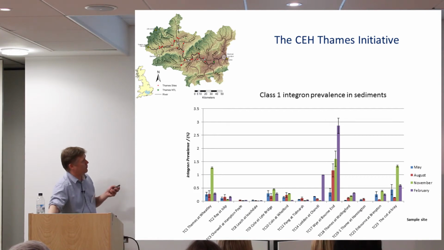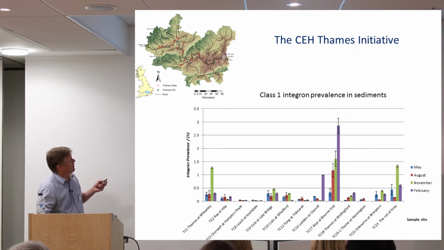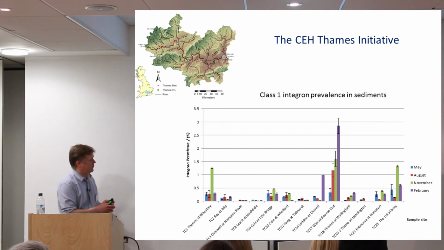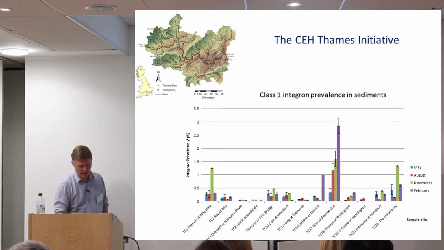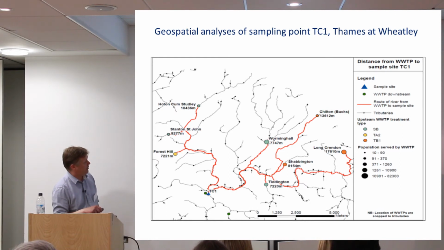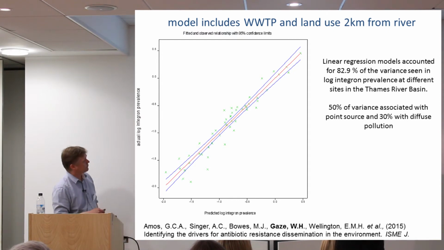This is work we did with CEH, still when I was at Warwick, with Liz Wellington, looking in the Thames catchment. So we looked at about 12 or 13 sites at 4 times in the year. This is the integron prevalence. It varies dramatically by about 2 to 3 orders of magnitude. And when we look at each site and we look at the distance from each wastewater treatment plant, the size of the wastewater treatment plant, so the number of people that it serves, and the type, whether it's tertiary or secondary treatment, we use that in a statistical modelling exercise.